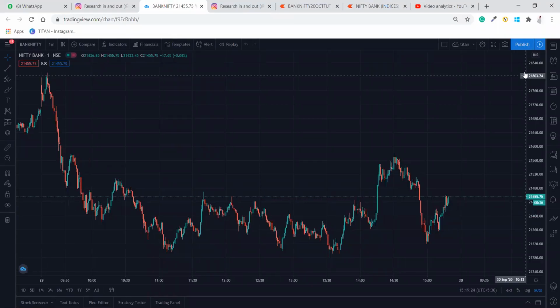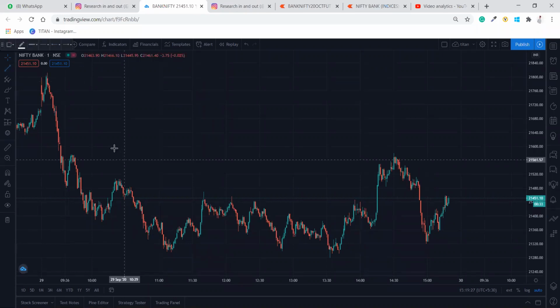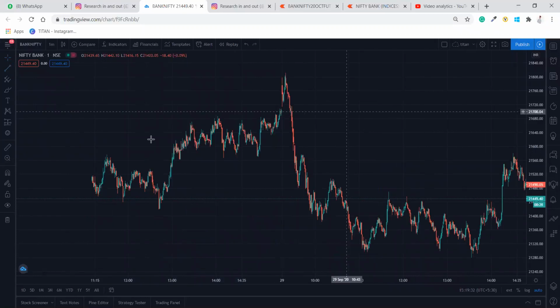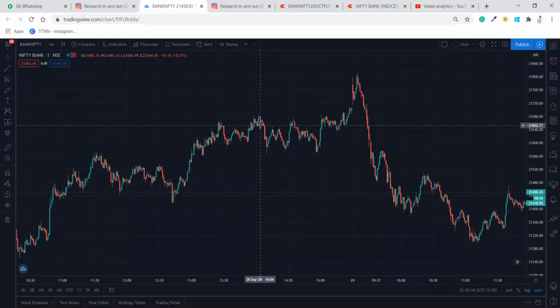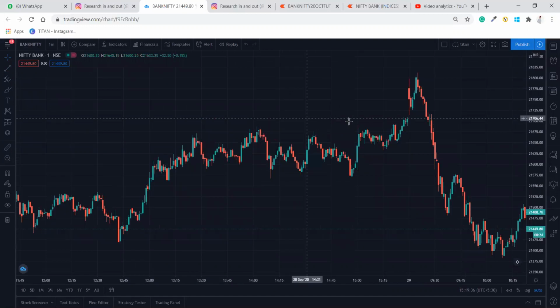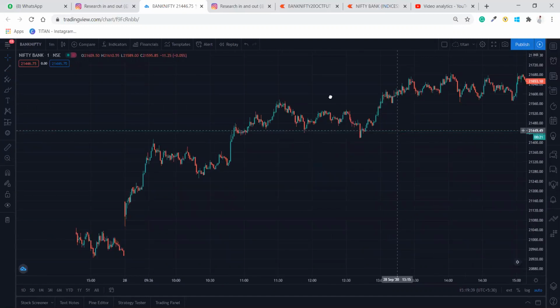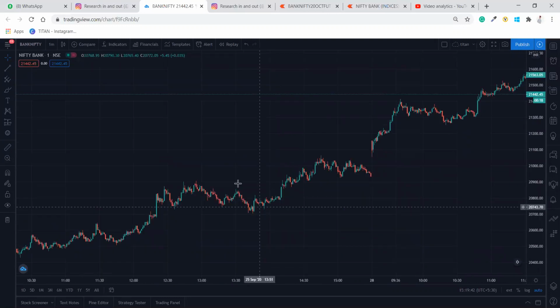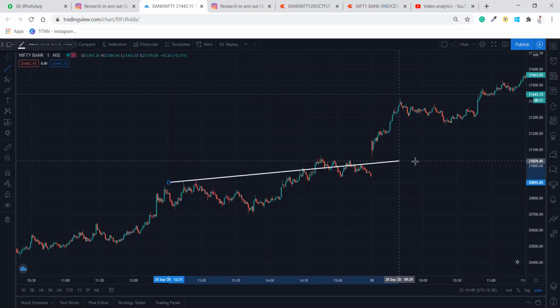And how can you do it in TradingView? You just have to click here, and you can draw a trend line like this. And if I have to show you one more entry, I'll just try to show you. Previously, let's check. I'll be drawing this line like that. That's all 1 minute time frame.